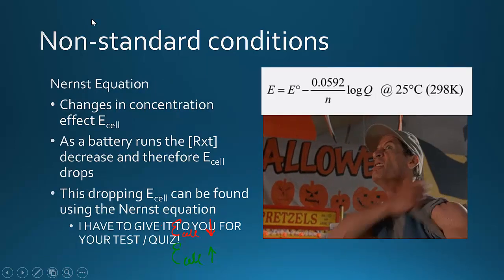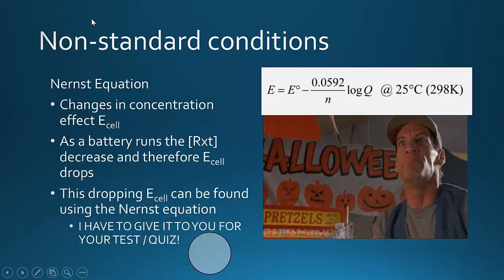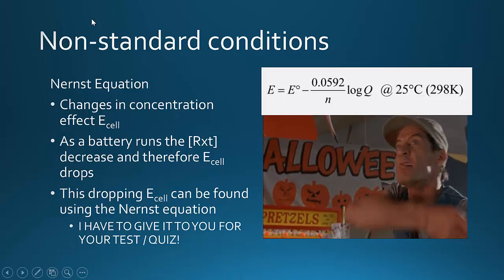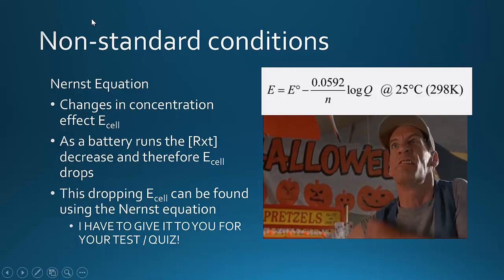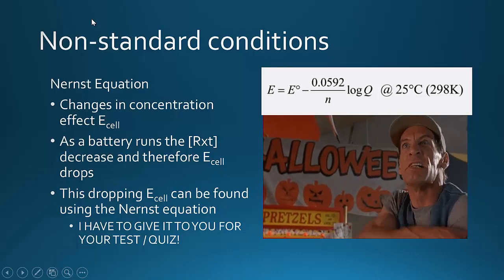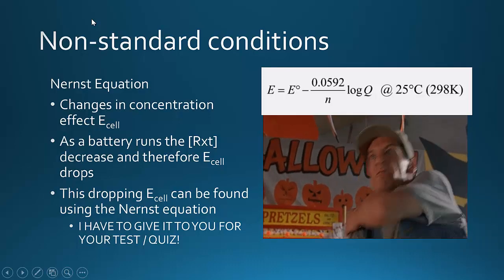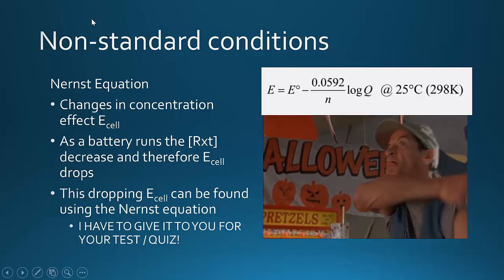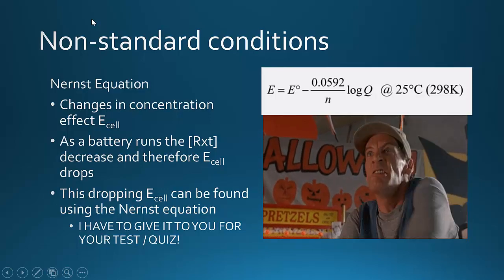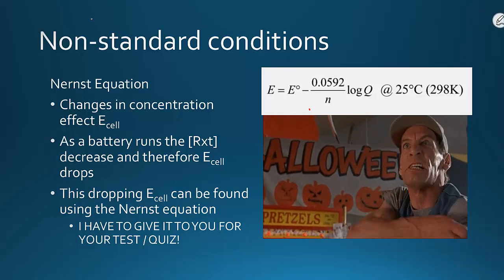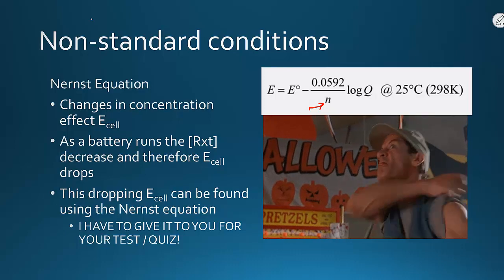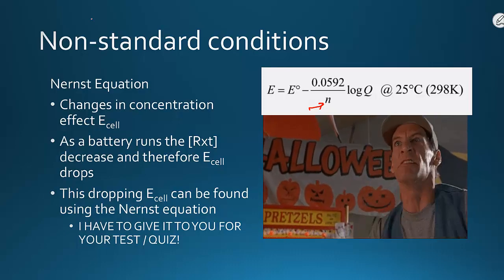To calculate how much the cell potential increases or decreases, you use the Nernst equation. Now, the Nernst equation used to be on the AP exam. It is no longer on the AP exam, but it is on your quiz next class. The Nernst equation is temperature dependent, and as long as you're at 25 degrees, it's the cell potential minus a constant divided by the number of electrons transferred times the log of the reaction quotient.